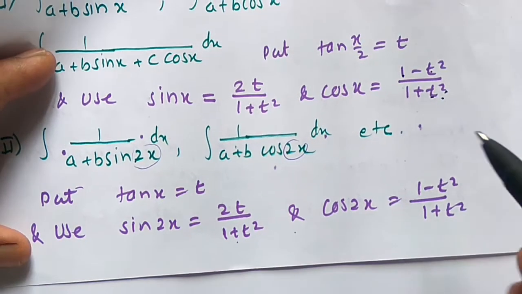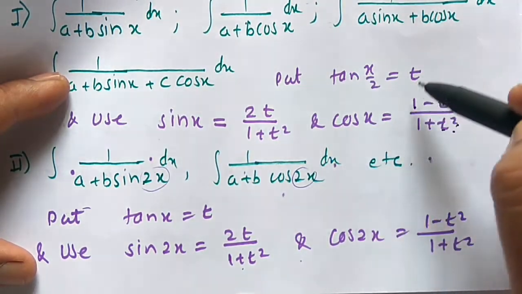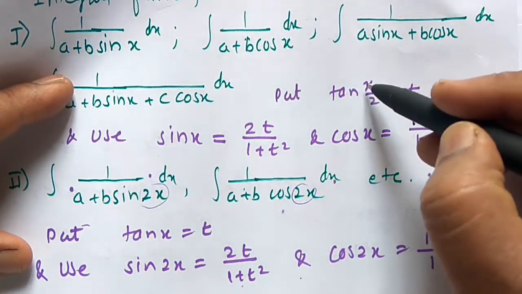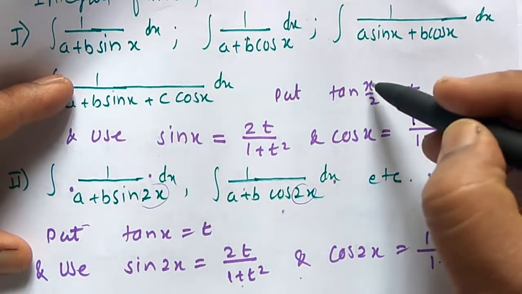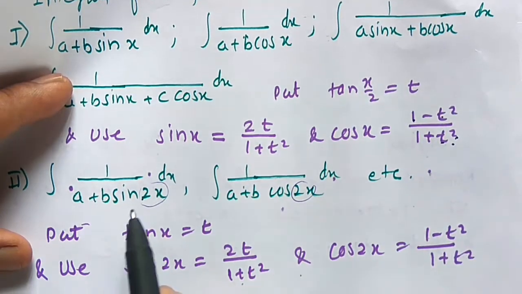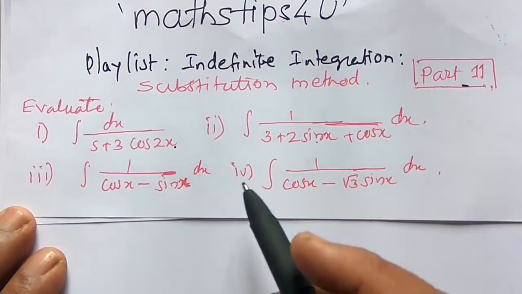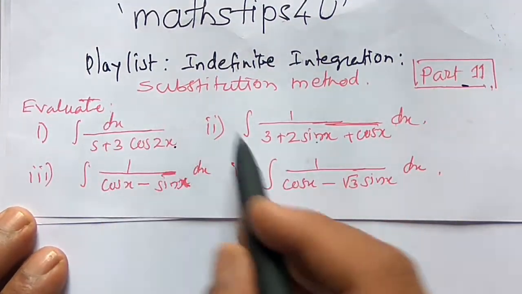The difference between them is, here in this only sin x, cos x is there, then use tan x by 2 is equal to t, and for sin of 2x or cos of 2x, then tan x is equal to t. Now these are the examples.